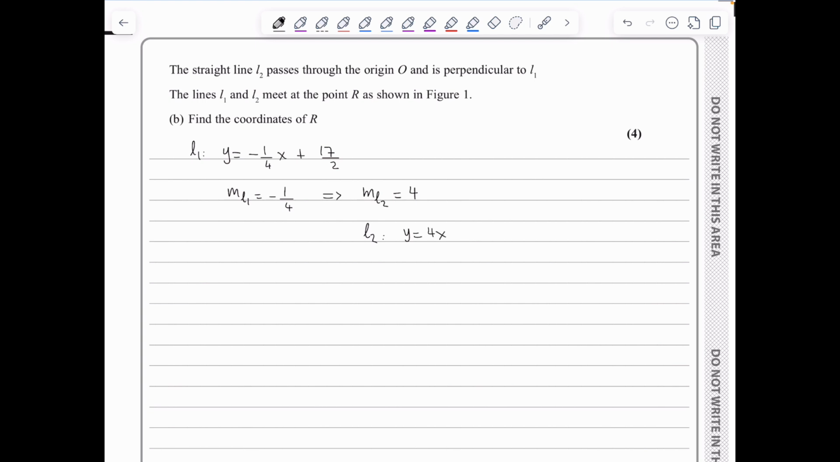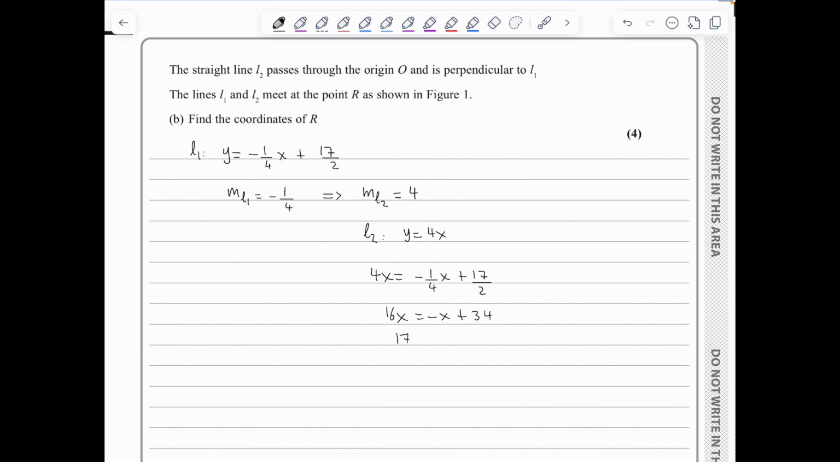Now I will be equating the two straight lines in order to find their point of intersection. So we're looking at 4x is equal to minus a quarter x plus 17 over 2. I will multiply throughout by 4 to get rid of the denominators. So we're looking at 16x is equal to minus x plus 34.